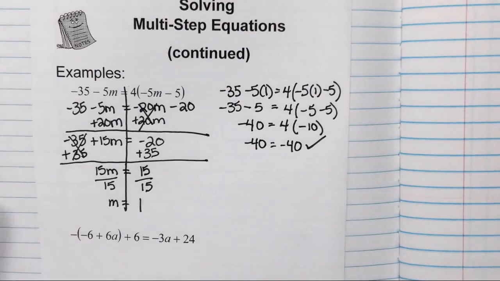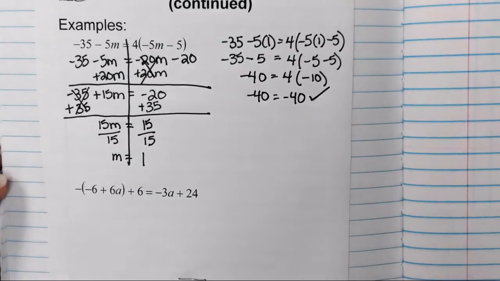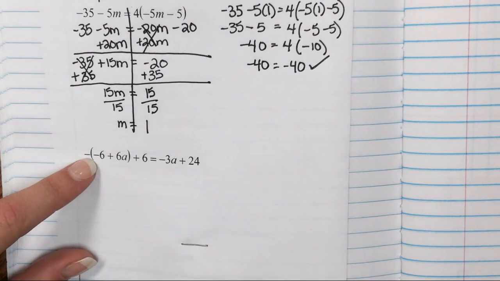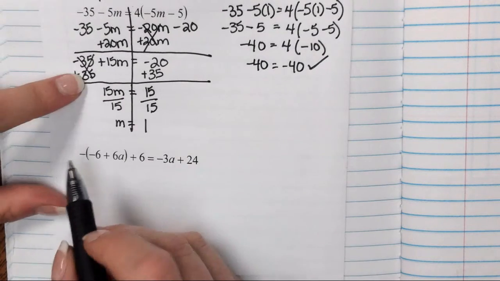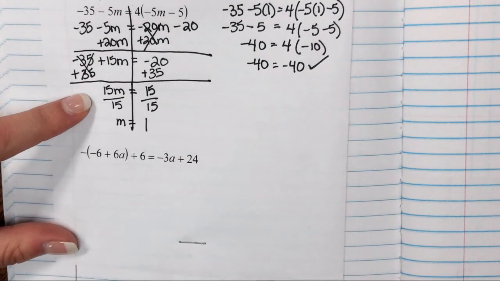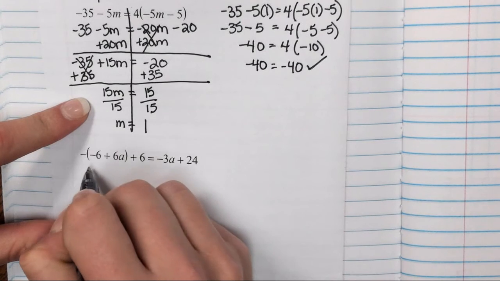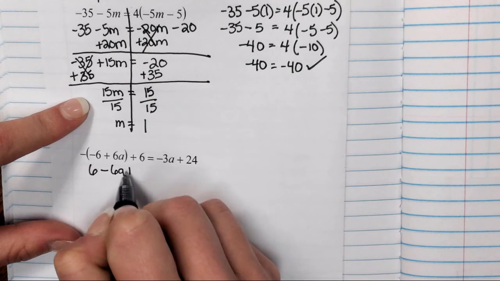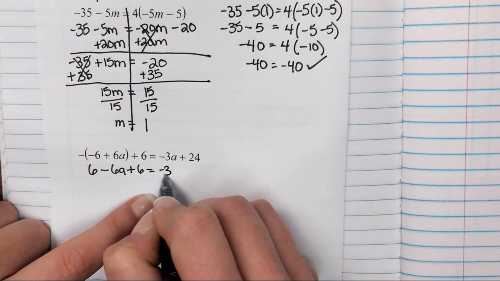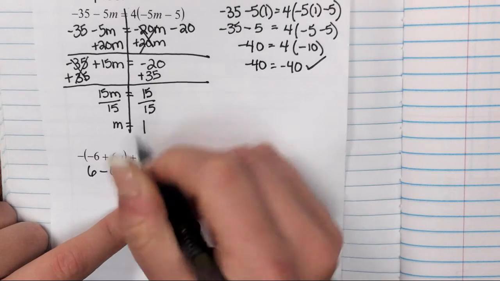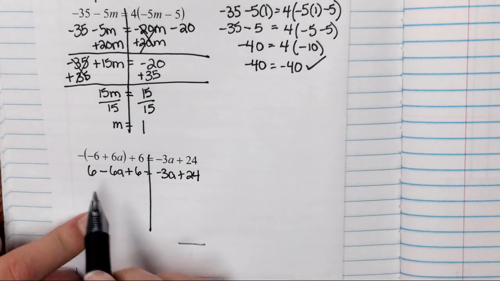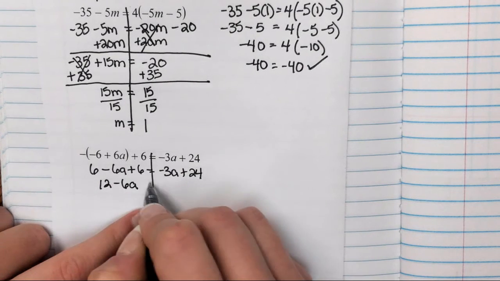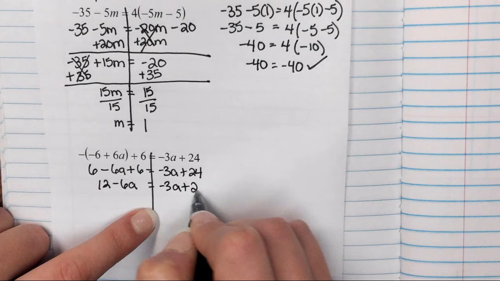Checks out. Alright, last example for today. I'm going to start by distributing. In this case, I'm just distributing a negative sign, which is like a negative 1. So really this is saying take the opposite of everything in parentheses. The opposite of negative 6 is 6. The opposite of positive 6a is negative 6a plus 6 is equal to negative 3a plus 24. Then I'm going to combine like terms. 6 plus 6 is 12, so I have 12 minus 6a is equal to negative 3a plus 24.